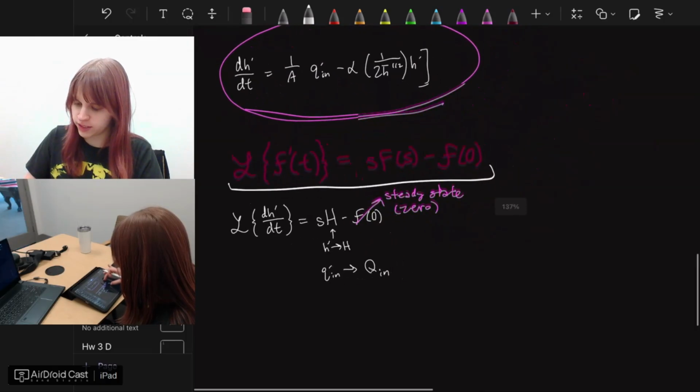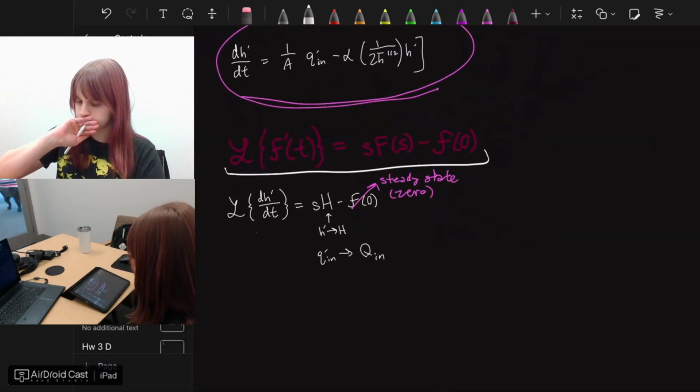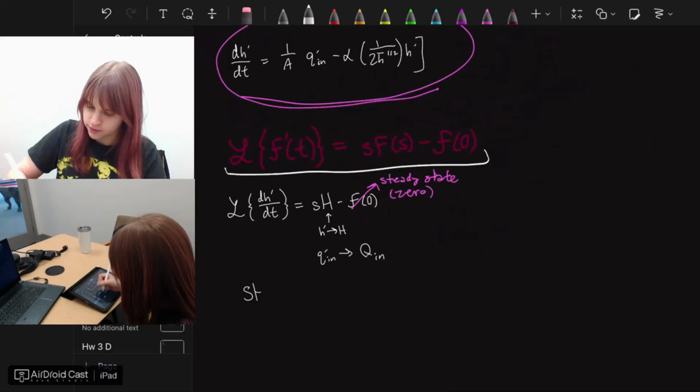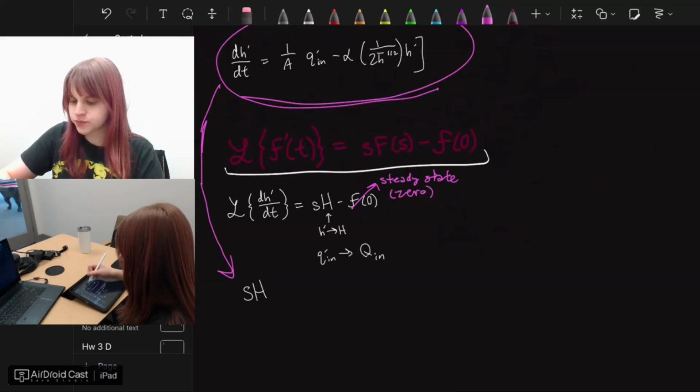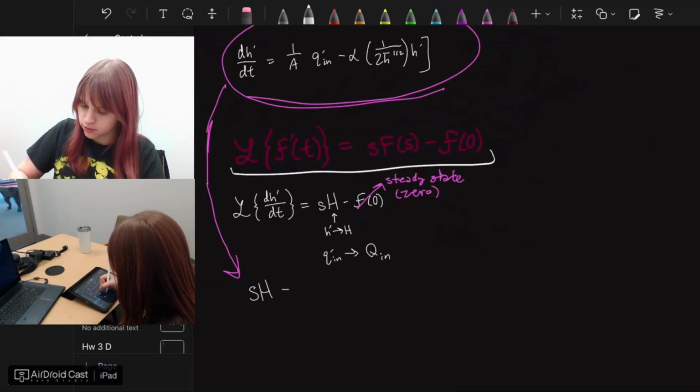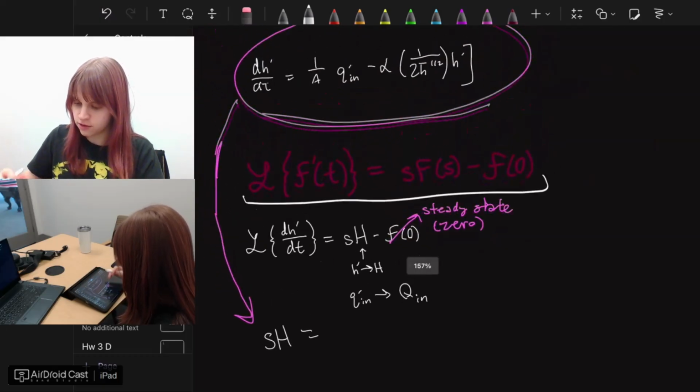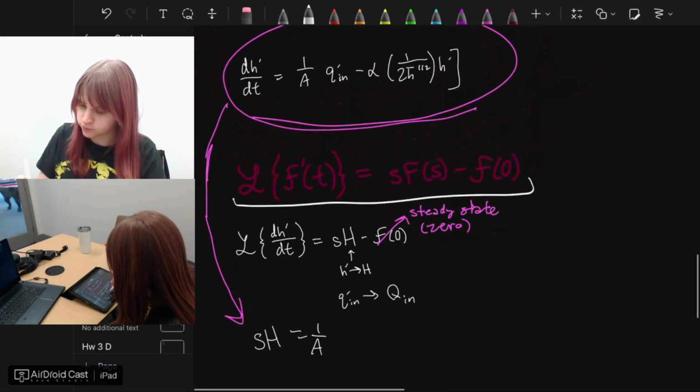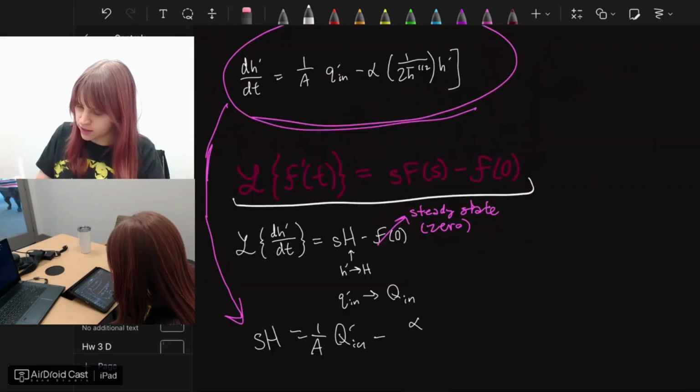And that means that we now have enough information to rewrite the equation that I have circled above. The area does not change in this, so we still have the 1 over A. Now we have the big Q in subtracting the alpha over 2 h bar to the 1/2 times h. That should be big H.